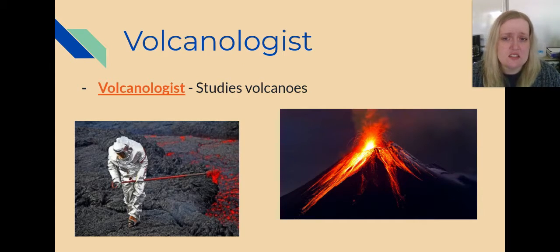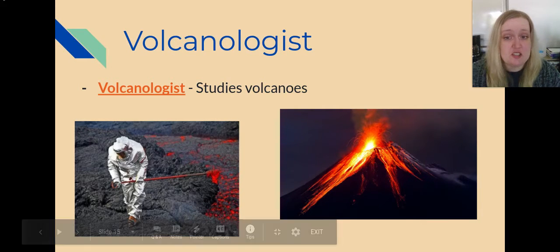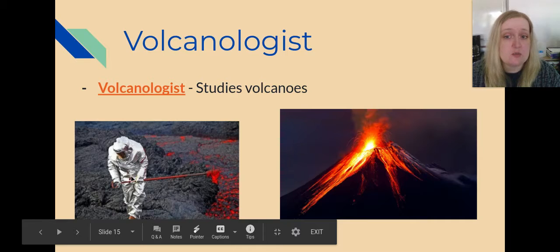Next one is a volcanologist. A volcanologist is an individual that studies volcanoes. So this one should be pretty straightforward. A volcano is in the word, so it's a volcano studier. The picture that you will see is this one right here. So he's wearing a suit that protects him from the heat.